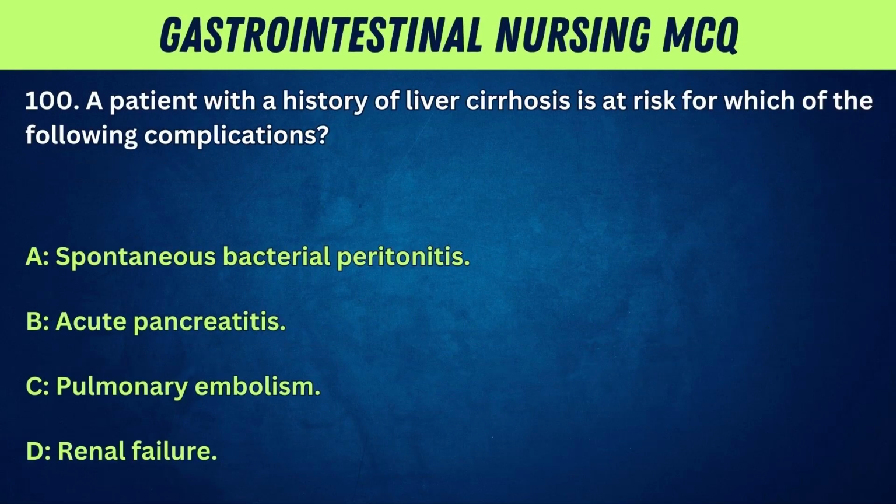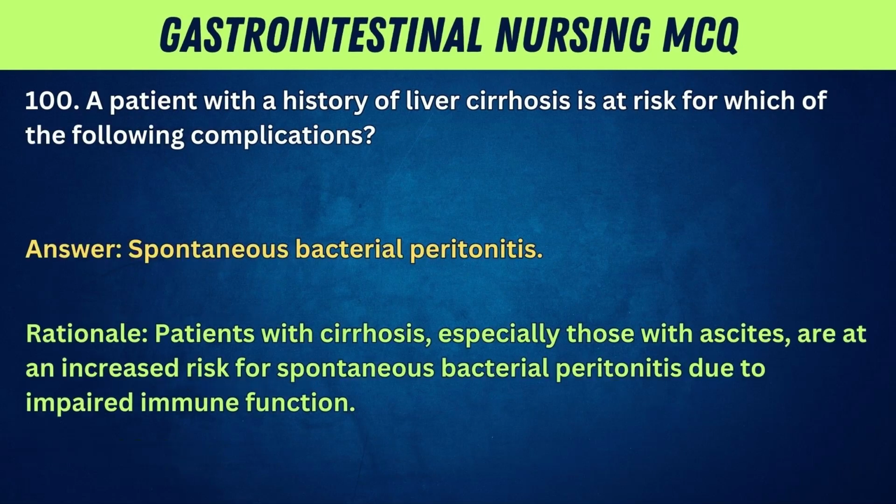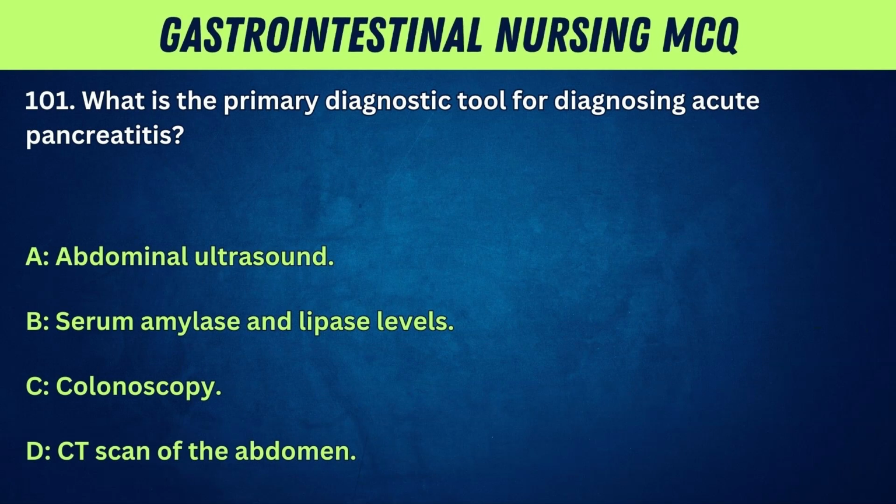100. A patient with a history of liver cirrhosis is at risk for which of the following complications? A. Spontaneous bacterial peritonitis. B. Acute pancreatitis. C. Pulmonary embolism. D. Renal failure. Answer. Spontaneous bacterial peritonitis. Rationale. Patients with cirrhosis, especially those with ascites, are at an increased risk for spontaneous bacterial peritonitis due to impaired immune function.